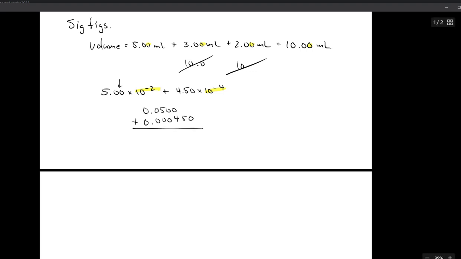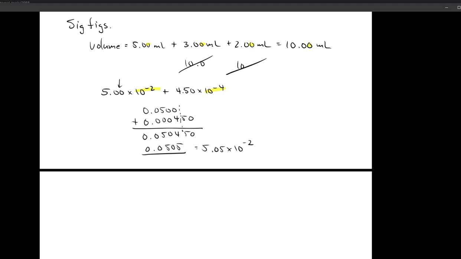So if you were to add this, that would be 0.050450, which rounds to 0.0505, which is 5.05 times 10 to the minus 2. 3 significant figures, as we see.